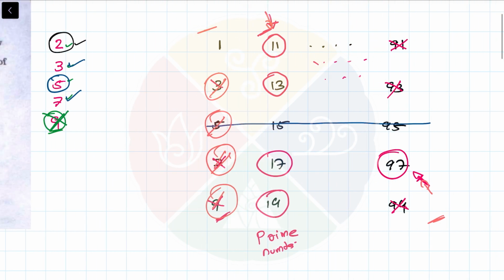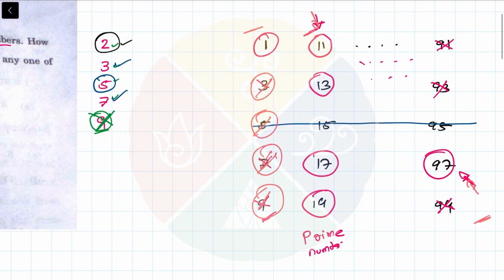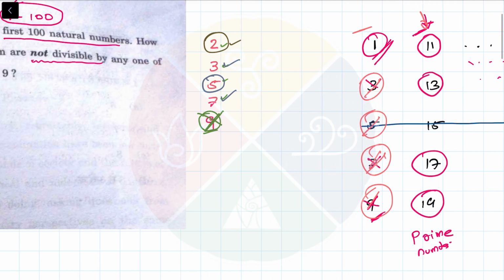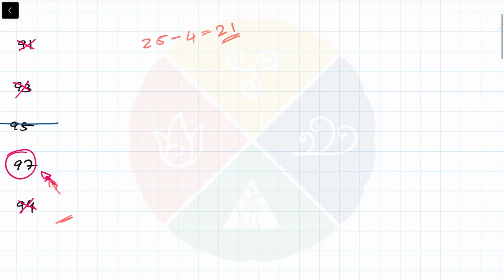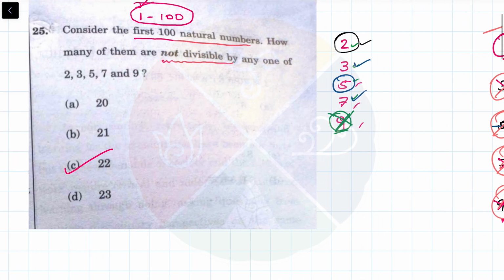But don't stop there, because 1 is also there. 1 is neither prime nor composite. So even 1 is not divisible by 2, 3, 5, 7 and 9. So that also should be added. So 21 plus 1, that is 22. So the answer for this problem is 22. Now this is the easy method.